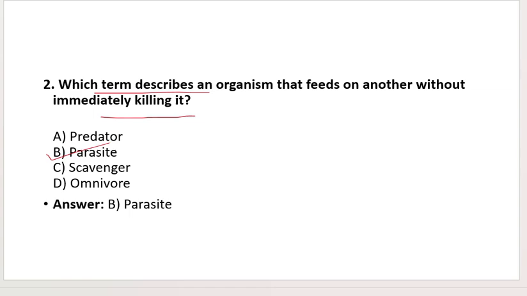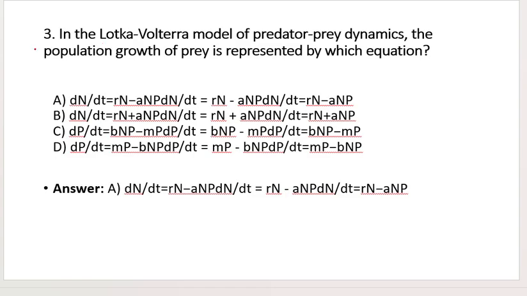Then comes the third question. You have to remember this question. This is also important. There is a model called the Lotka-Volterra model of predator-prey dynamics. The population growth of prey is represented by which equation? Which equation is used in this model of prey and predator dynamics? So the answer is A: dN/dt = rN - aPN. So please try to remember this.